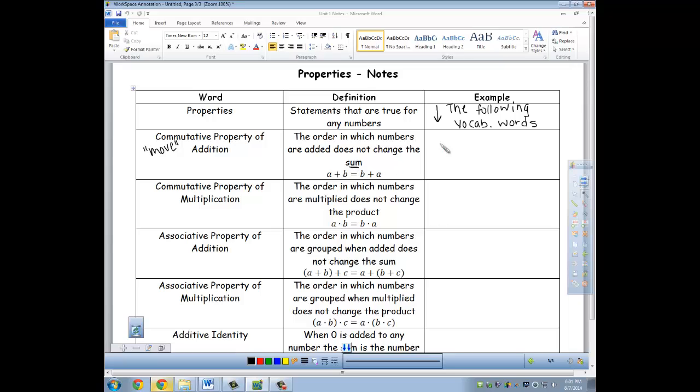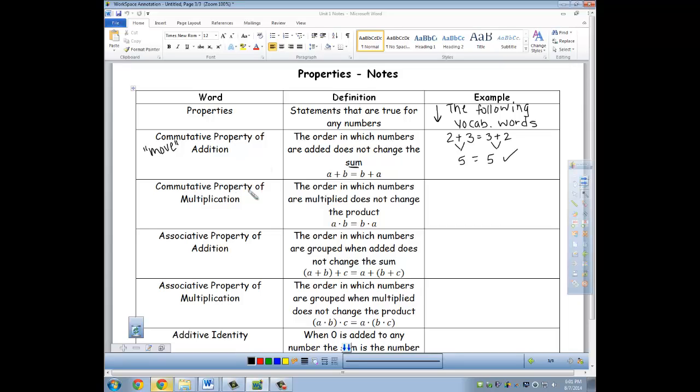So if we looked at an example with numbers, say 2 plus 3, and then switch it around so it says 3 plus 2. On the left I got 2 plus 3, which is 5. On the right I have 3 plus 2, 5. And it's true that 5 equals 5, so we're good. So that's just saying that when you add numbers, switch them around, and it doesn't make any difference.